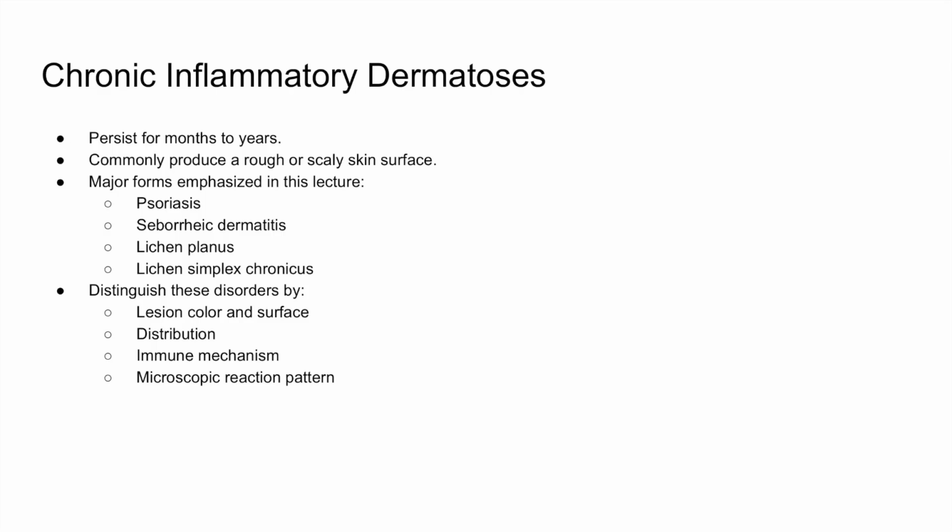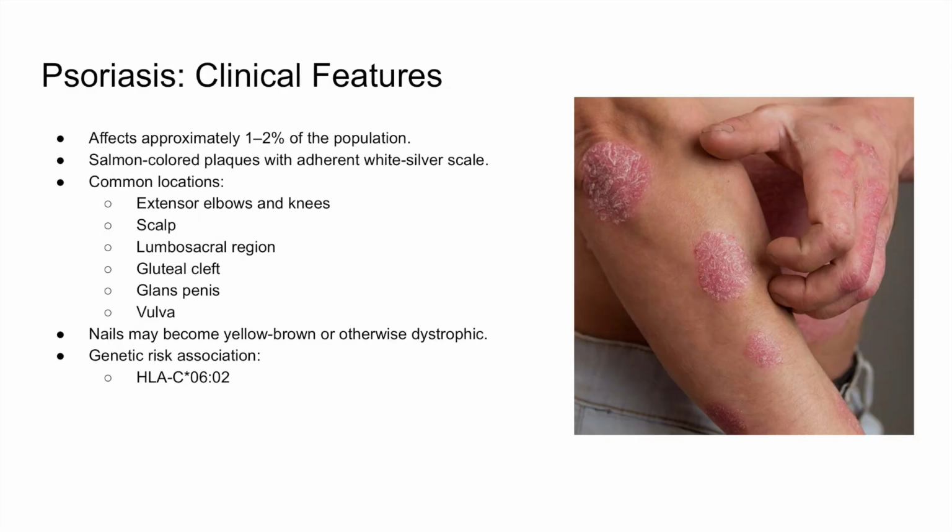On the exam, distinguish these disorders by combining lesion color and surface with distribution, immune mechanism, and microscopic reaction pattern rather than just relying on any single feature. So classic plaque psoriasis presents with sharply demarcated erythematous or salmon-colored plaques covered by adherent silvery white scale. The distribution is typically symmetric and favors the extensor elbows and knees, scalp, lumbosacral area, and gluteal cleft. Genital and flexural psoriasis may appear smoother because moisture reduces the visible scale.